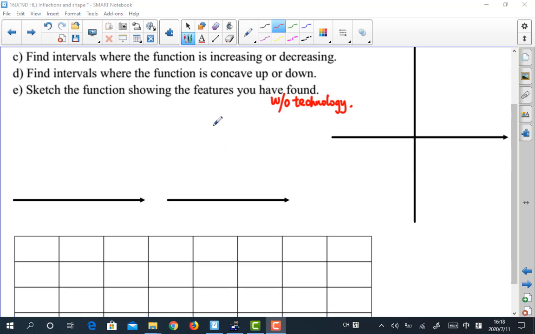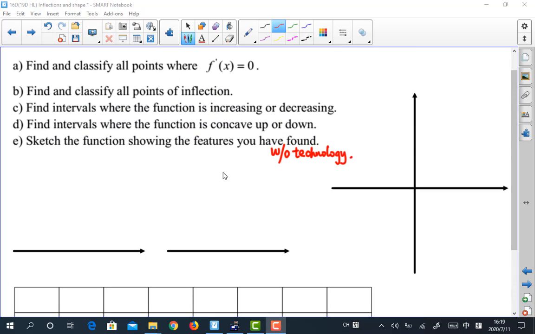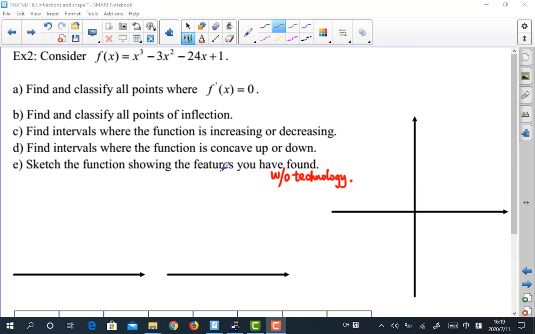And determine the concavity and monotonicity for each interval as well, just like what we did in example 1. You can pause the video for maybe 5 to 10 minutes until you finish all questions A, B, C, D, E, and check your answer with mine. Right now, let's look at the answers for example 2.